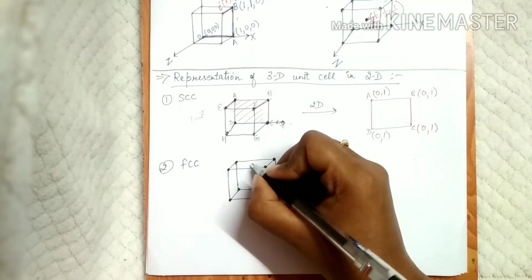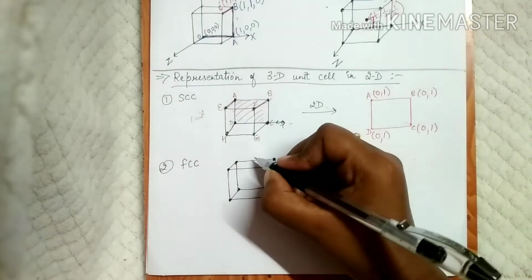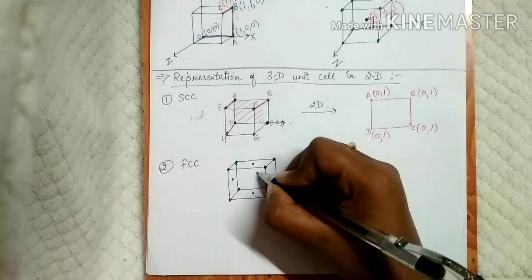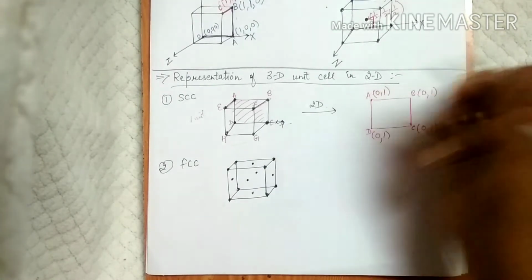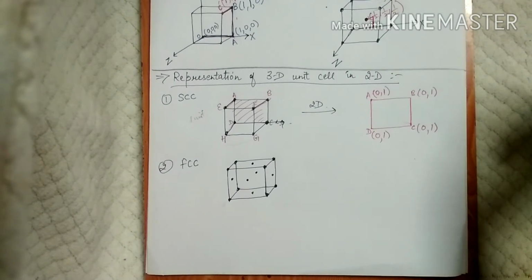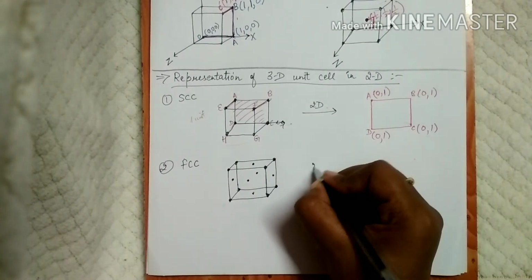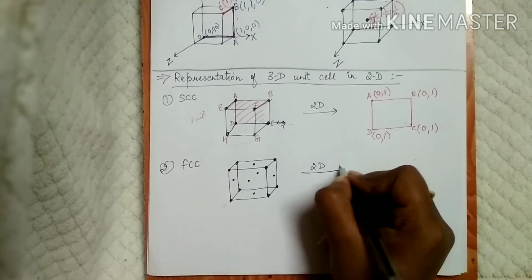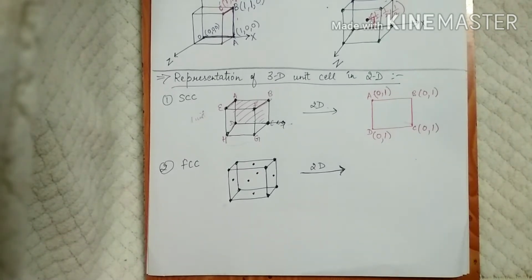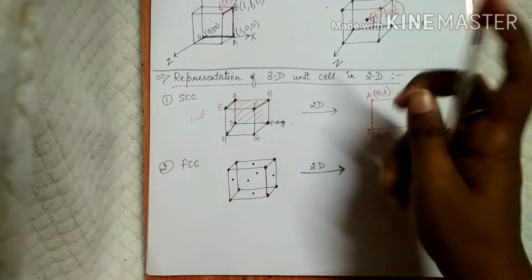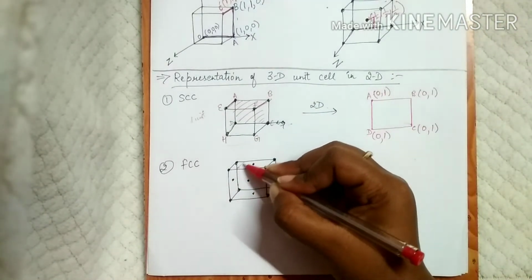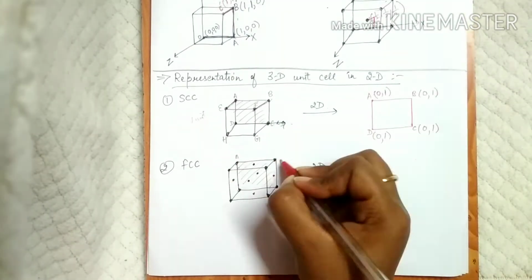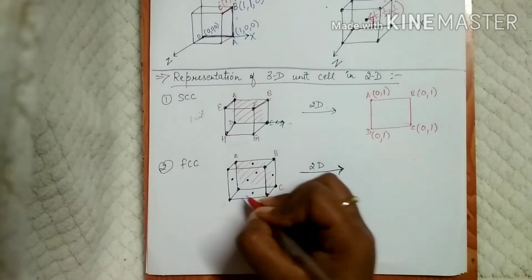In FCC, atoms will be present at corners and also at each face center, like this. So now we want to represent it in 2 dimensions. So what we're going to do, we'll take one face. Suppose I'm taking again the back face, again A, B, C, D, E, F, G, H.